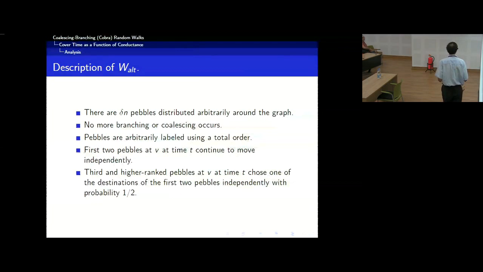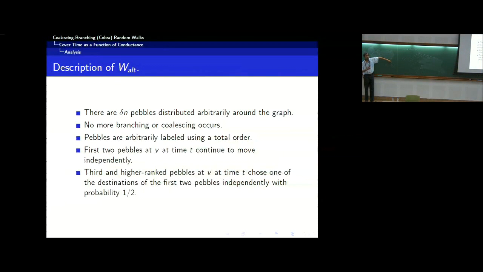Now, notice what is happening. Since at each node, let's say this node is infected, it makes two random choices, this choice and this choice, so it has two pieces of randomness, in some sense. So we view all these pebbles as moving around, but if more than two pebbles enter a node, we want the third pebble not to make a random choice. The third pebble picks one of the first two pebbles' random choices. So the first two pebbles at V at any time t continue to move independently and randomly, but the third and higher ranked pebbles at V choose one of the destinations of the first two pebbles independently at random.